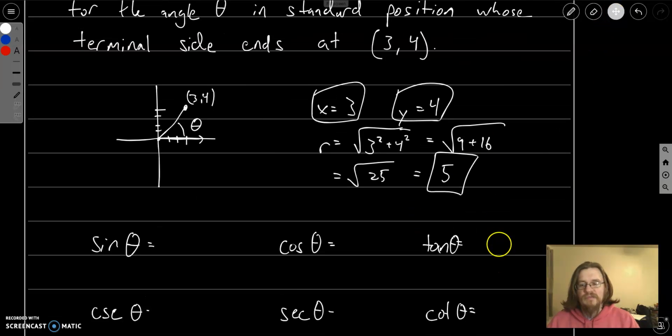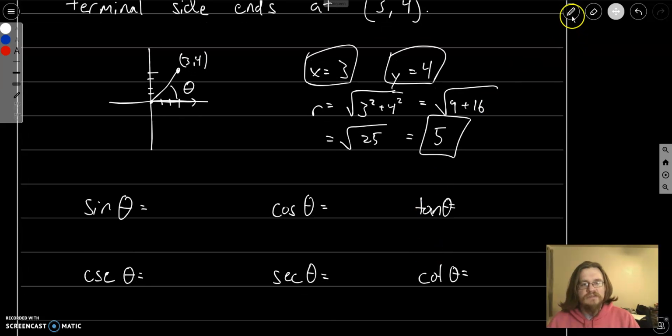So now we can just plug these into our functions. The sine is always going to be y over r. So y up here is going to be 4, r is going to be 5. The cosine of theta is going to be x over r, so it's going to be 3 over 5. And then the tangent will be y over x, so it's going to be 4 over 3.